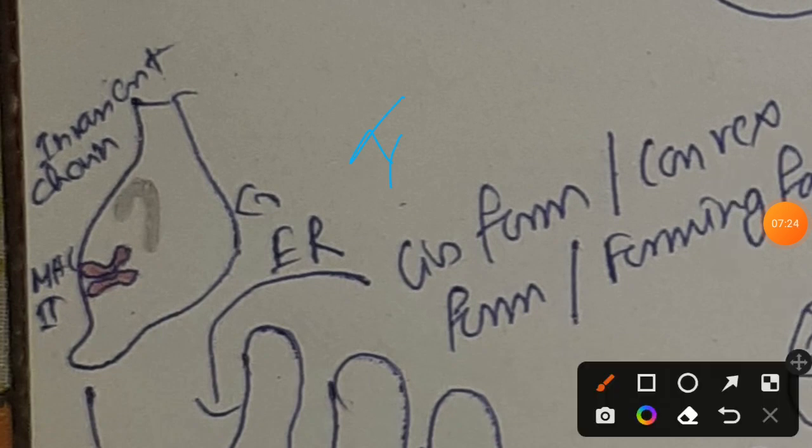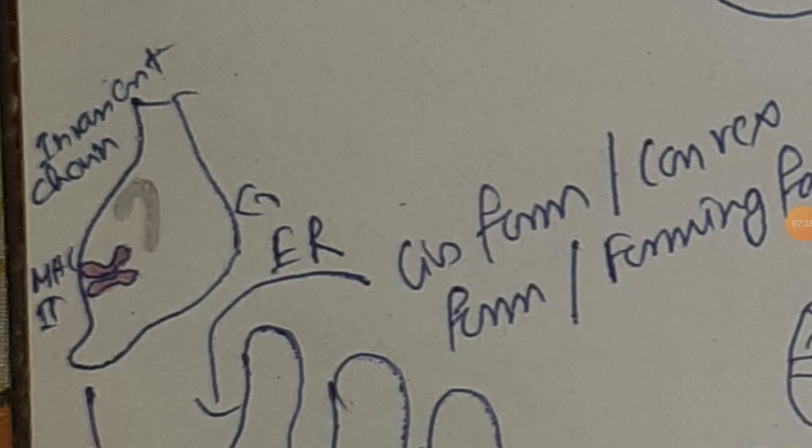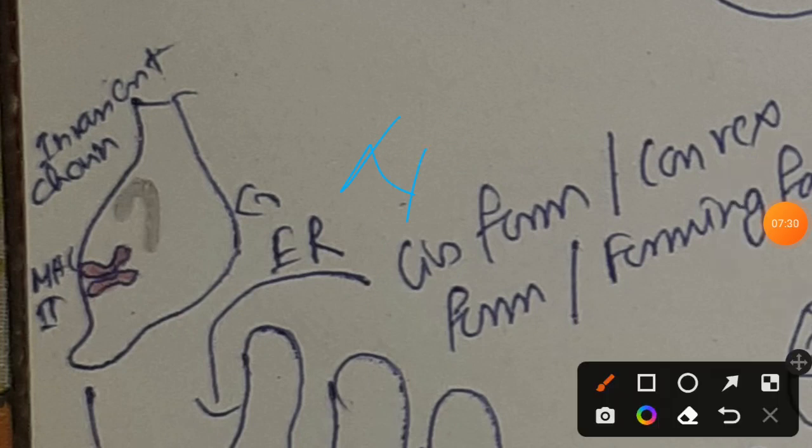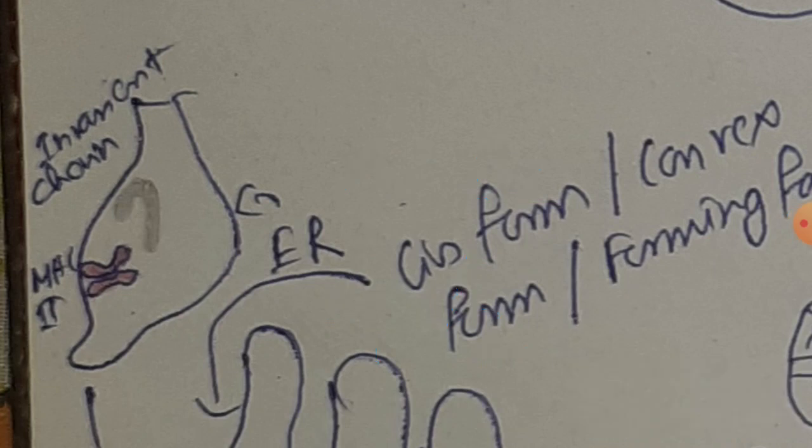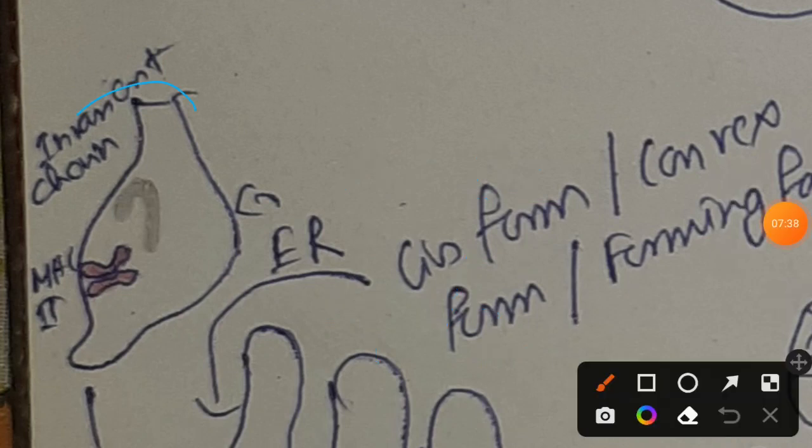Remember, the MHC class 2 molecule consists of alpha 1, alpha 2, beta 1, beta 2 domains, right? The arrangement will be just like that. Along with that, the invariant chain will also be formed, right?